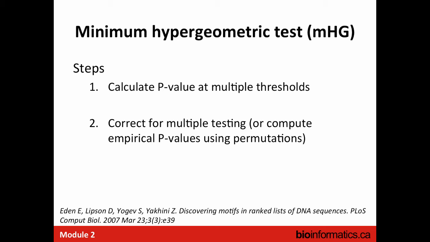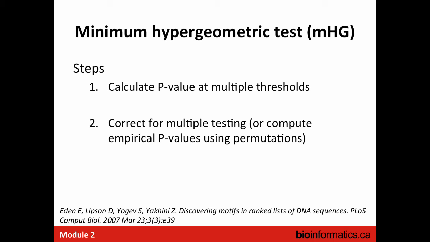Basically, what you do is you take your ranked list of genes, right? You start at the top and just try Fisher's exact test thresholding at every gene. So you start with one gene in your gene list, compute Fisher's exact test. Two genes in your gene list, compute Fisher's exact test. Three genes, compute Fisher's exact test, and go all the way down, computing all those p-values, and then you find the point at which you get the minimum p-value. Okay, that's why it's called a minimum hypergeometric test.